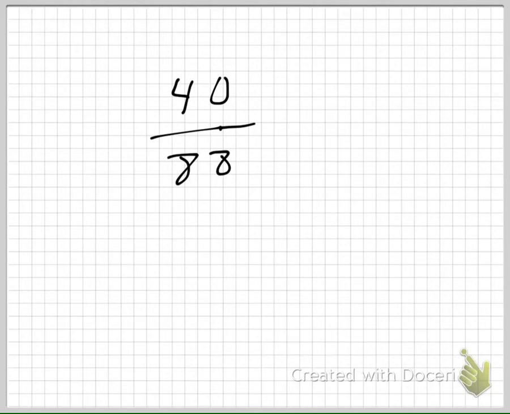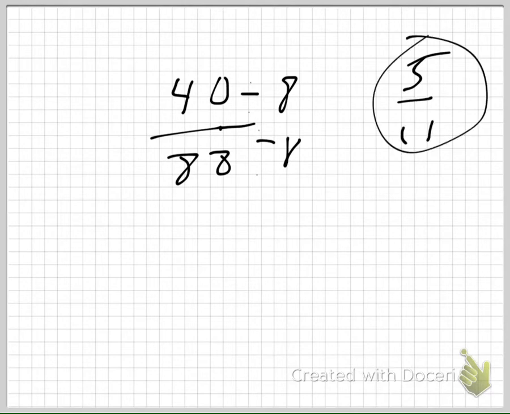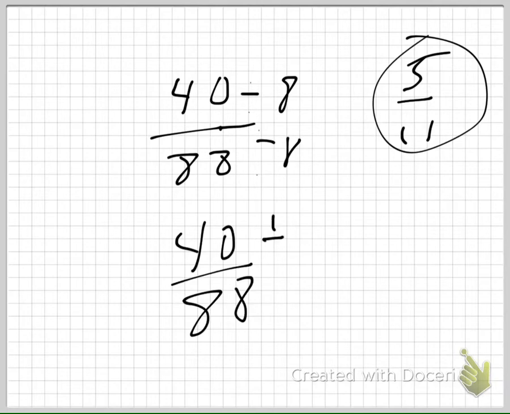But if we did that, it would be divided by 8, divided by 8. That would be 5/11. Okay, so here's the deal. Let's go back to 40 over 88, and let's divide the top and the bottom by 2. What does that give us?